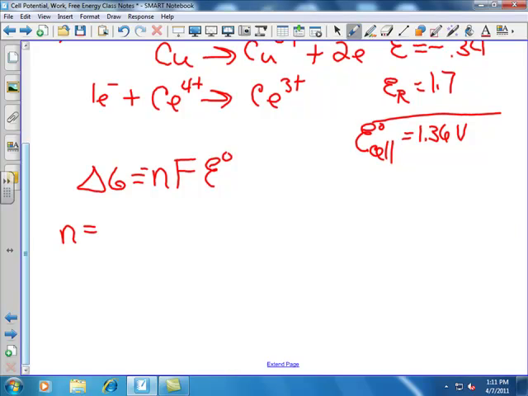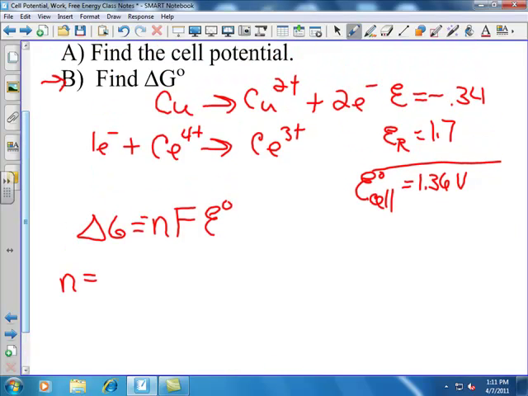n has to be 2, because you do need to multiply the second half reaction by 2 to get the electrons equal, and then they cancel. You can't do these without that.